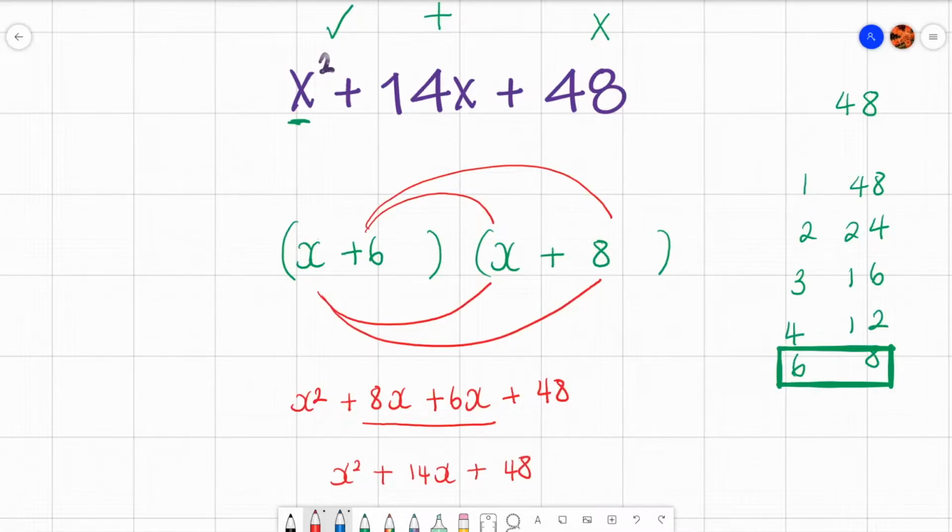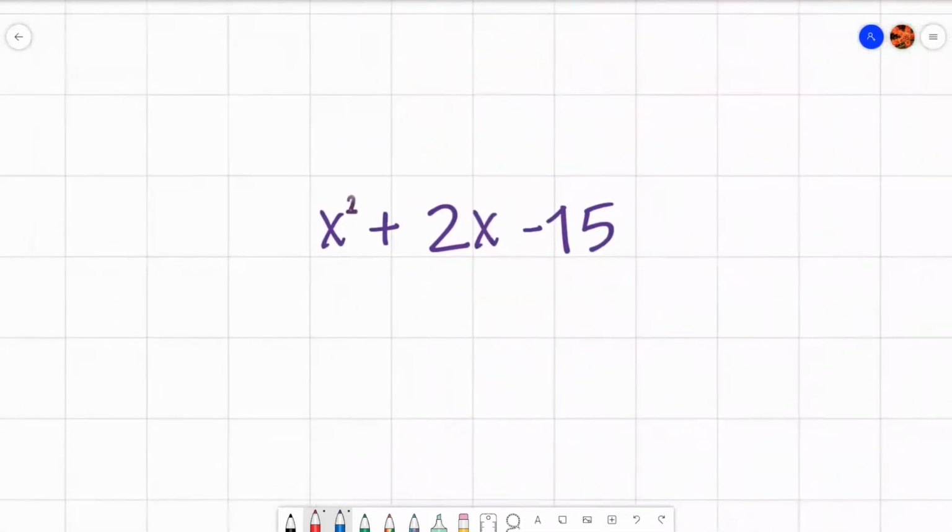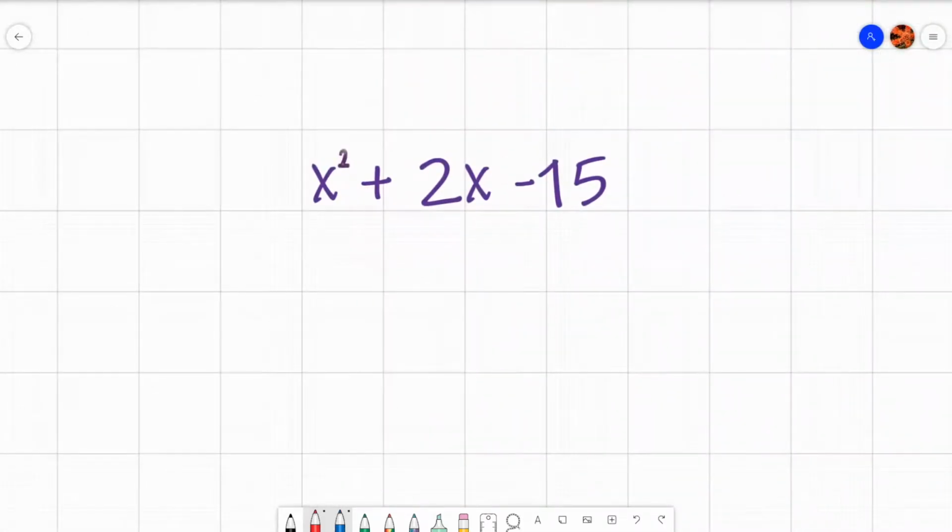Okay, let's have a look at another example. X squared plus 2x minus 15. So again, x squared is x times x. We need two numbers that multiply together to make minus 15 and add to make positive 2. So it's up to you. You can write the numbers out if you wish to do so.